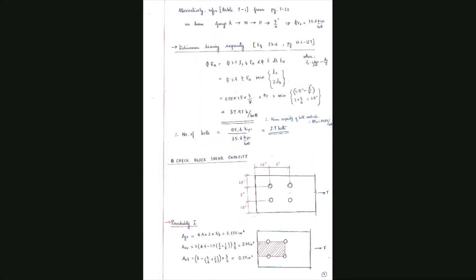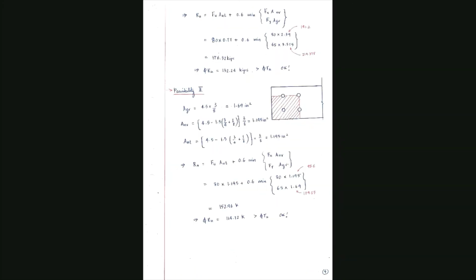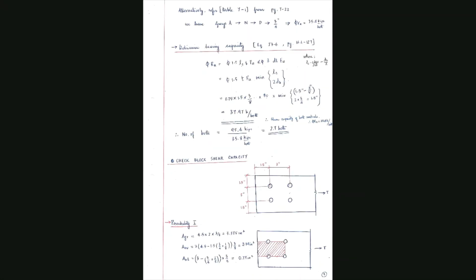And in calculating the block shear, we have 2 possibilities here. One is failure along this part, where this part would stay there and the remaining would shear off. Or you could have another case in which this part would stay and the rest would shear off. This is something that we have already discussed in the initial lectures on design of tension members.